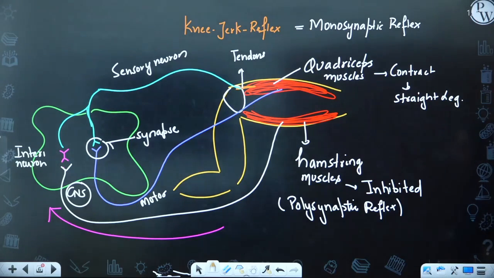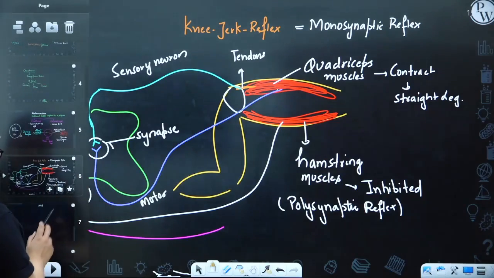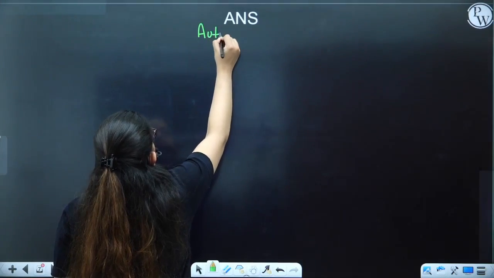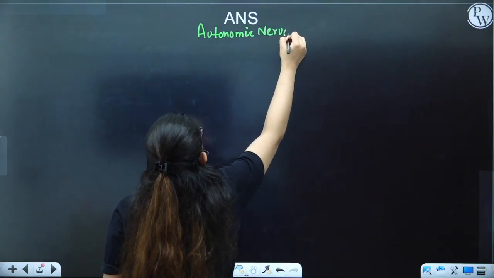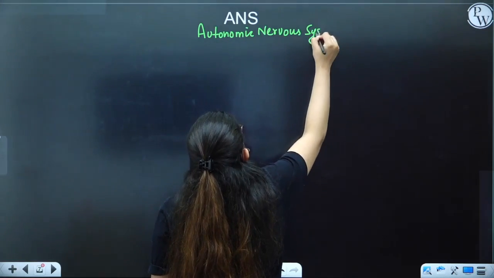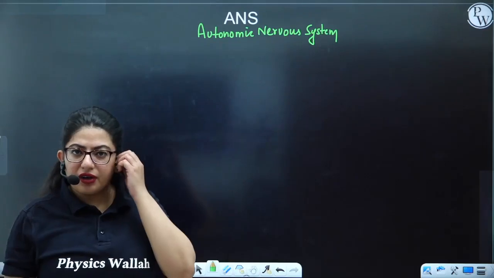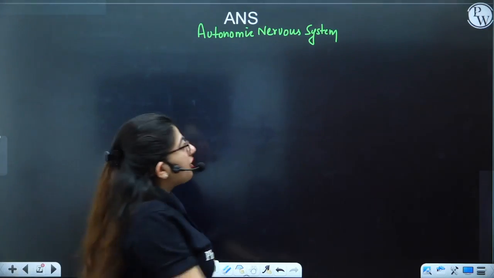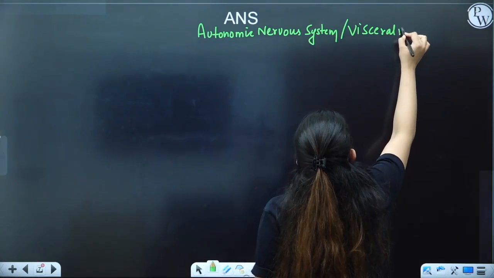All right. Okay. So this was about your reflex action. Let's talk about the autonomic nervous system, ANS. ANS stands for autonomic nervous system. Why do you call it autonomic? Because it is automatic. It's not under our control. The autonomic nervous system is also known as the visceral nervous system because it innervates visceral organs.